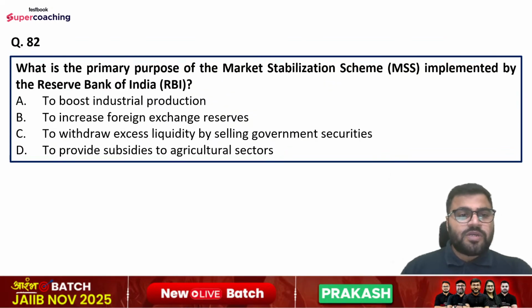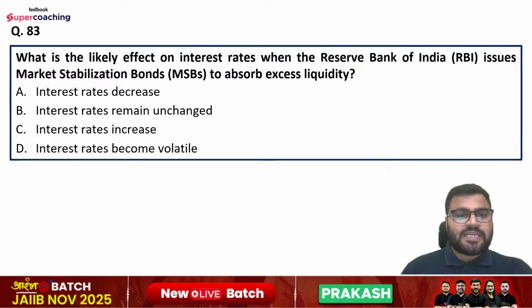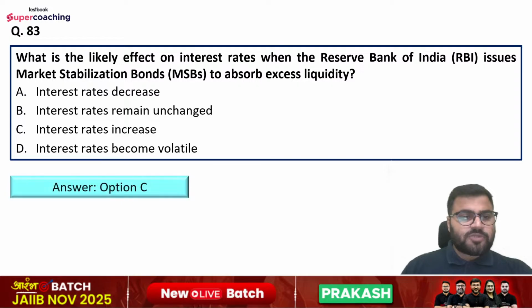Question number 82. What is the primary purpose of the market stabilization scheme implemented by the RBI? Options are to boost industrial production, to increase foreign exchange reserves, to withdraw excess liquidity by selling government securities, to provide subsidies to agricultural sector. So right answer is option number C. Question number 83. What is the likely effect on interest rates when the RBI issues market stabilization bonds to absorb excess liquidity? Options are interest rates decrease, interest rates remain unchanged, interest rates increase, or interest rates become volatile. So right answer is option number C.